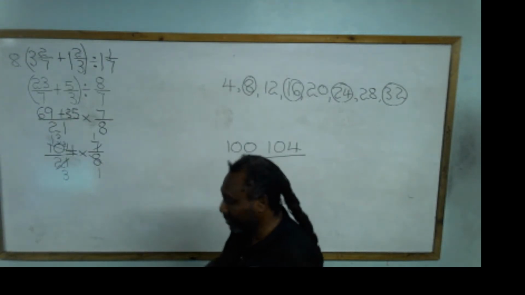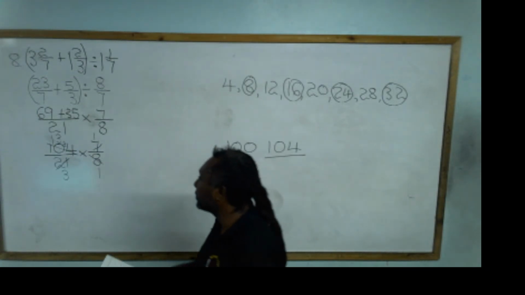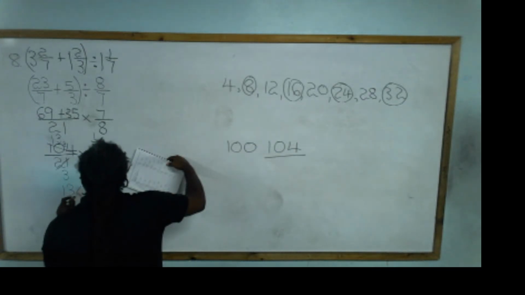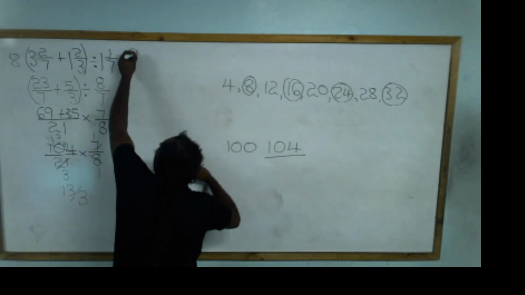And I'm going to be looking at number 9. Yeah, so that one is 13 over 3. Number 9.